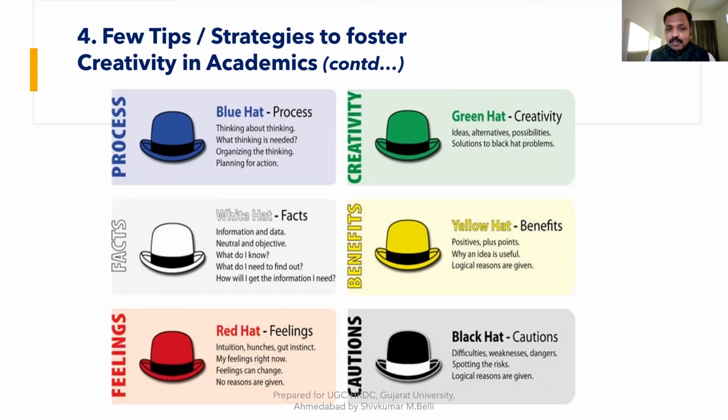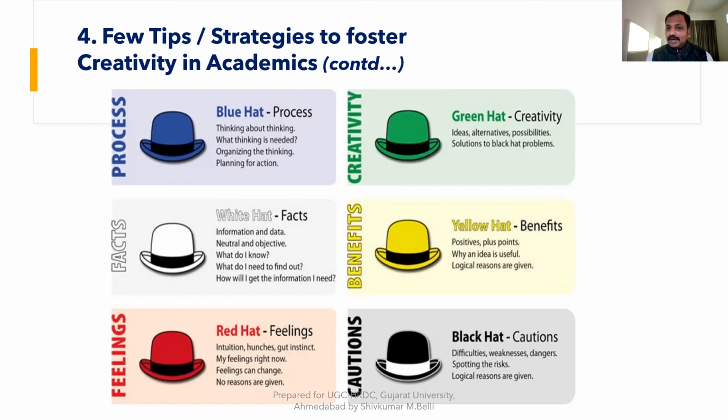Look at white hat. A student who is wearing this hat, the topic is business in a post-COVID scenario. So white hat is always about fact finding, information and data, neutral and objective. What do I know? What do I need to find out? How will I get the information I need? All that comes from white hat. Blue hat is all about process, thinking about thinking. What thinking is needed? How do I organize the thinking? Planning for action, all that.